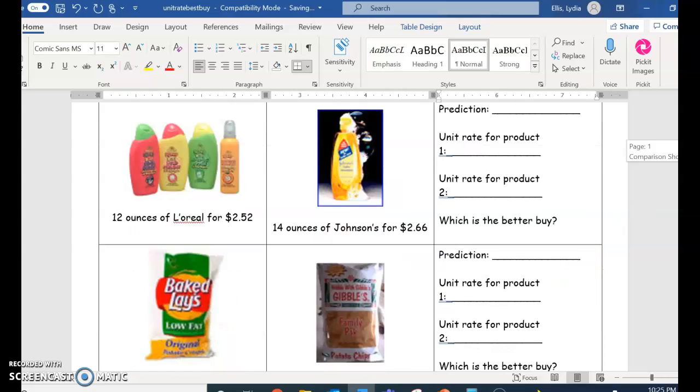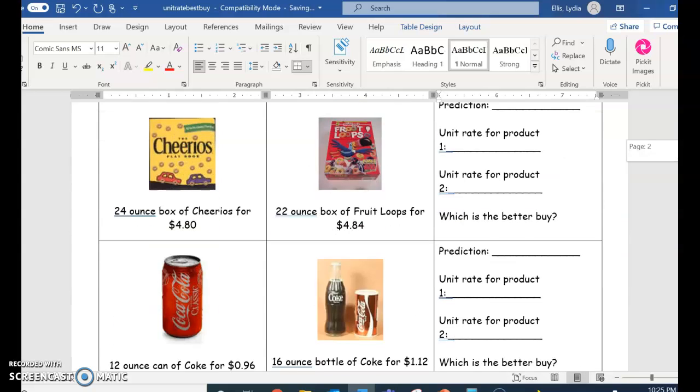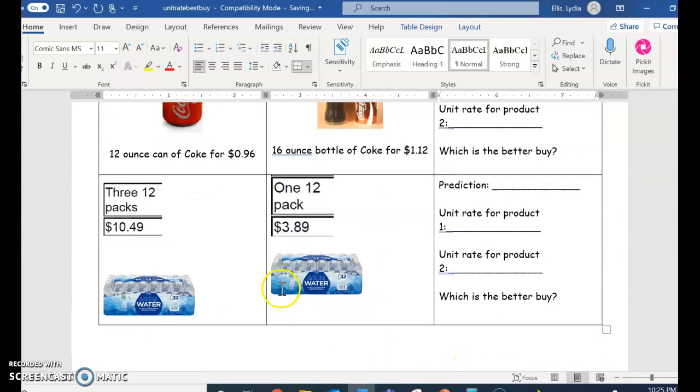Now, one other thing I want to show you all, because a lot of you all got down to the bottom to this one. This one is different. This is not ounces. These are all measured in bottles. This pack has one pack of 12. That means there are 12 bottles in here. So just like this was 16 ounces, you divided that by 16. Here, you're dividing this by 12 because there are 12 bottles in there.